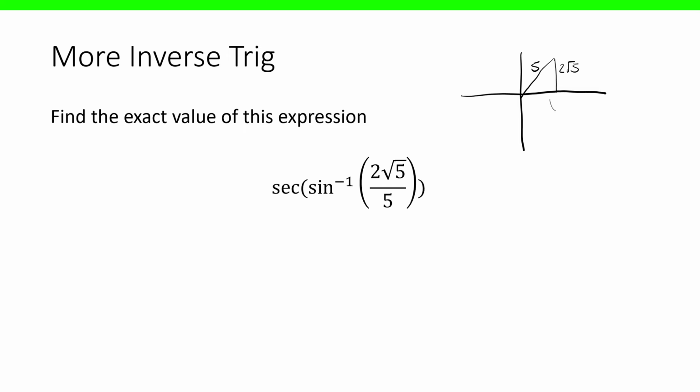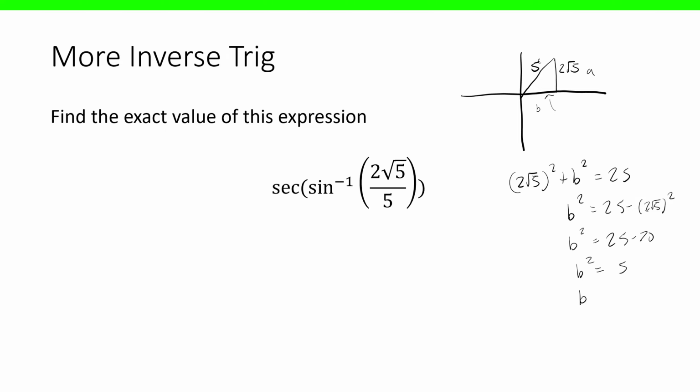So we want to figure out what this side is, and we can do that using the Pythagorean theorem. If we call the sides A, B, and C, you say 2 times the square root of 5, squared, plus B squared equals 25. So B squared is equal to 25 minus 2 root 5 squared. What is 2 root 5 squared? It's 4 times 5. So 25 minus 20, B squared is equal to 5.